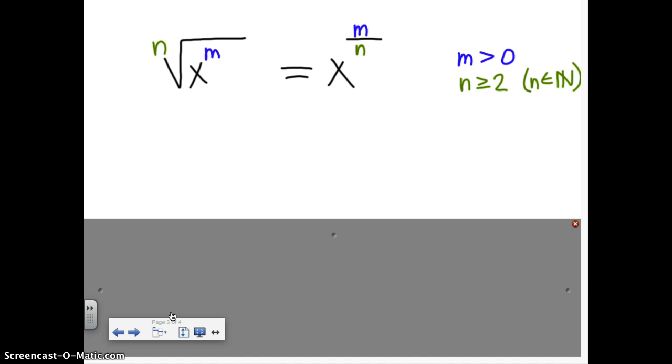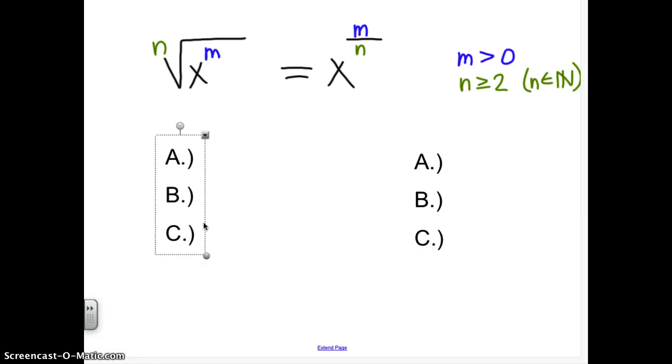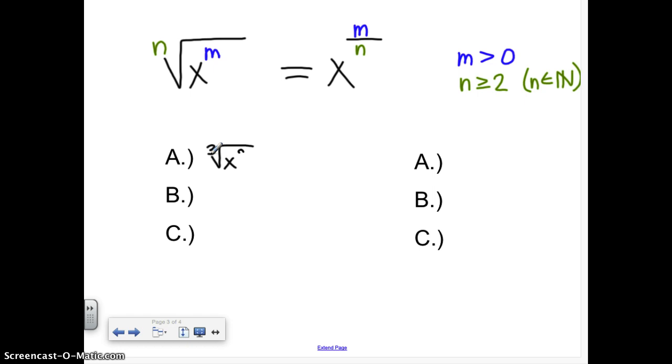Now, let's actually practice and take a look at what this looks like. I'm going to give you 3 examples, okay? The first one is the cube root of x to the 9th. The second one is the 4th root of x to the 17th. And my third one's going to be the square root of 16x to the 5th. Okay? Now, all of these I can change into fractional form.